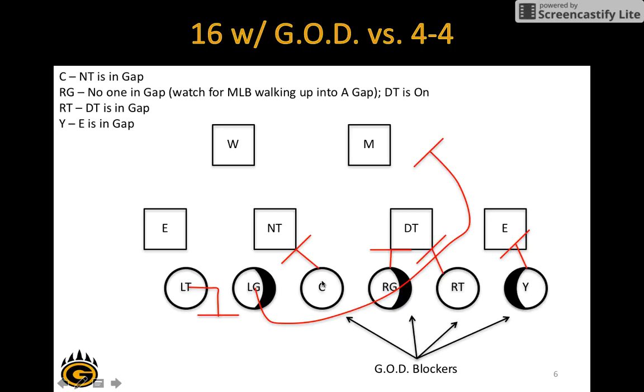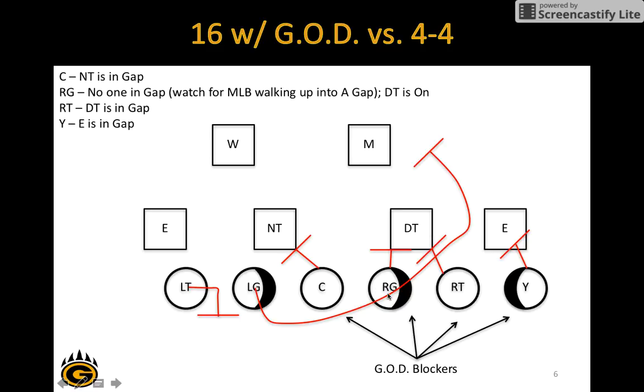So first, the center is going to follow his God blocking. Does he have someone in his gap? Yes, he does. He has no one on his inside shoulder. He has no one in the gap, but he has a man on the outside shoulder of the next man over. So the center has a man in his gap. He's not even going to worry about on or down. He's going to block the guy in the gap.